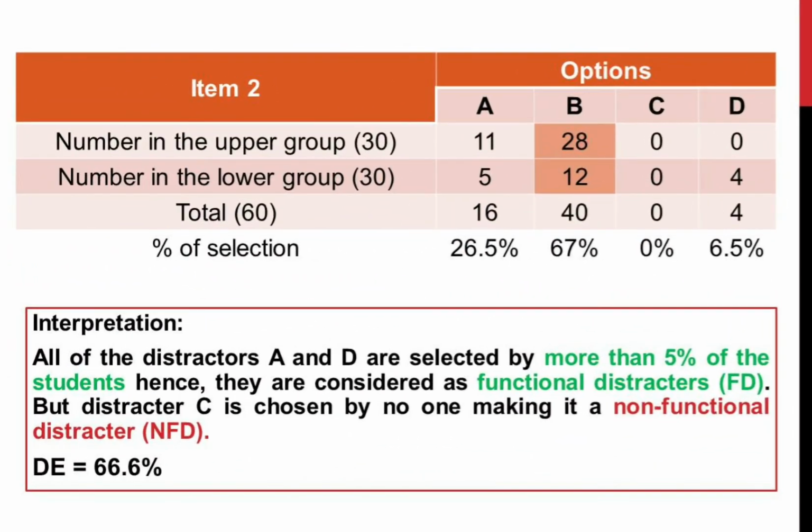The interpretation of our analysis in item number 2 is that the distractors A and D are selected by more than 5% of the students. Hence, they are considered as functional distractors, while distractor C is chosen by no one, making it a non-functional distractor. And we have a distractor efficiency of 66.6% since 2 of the distractors are considered to be functional distractors. So that is the process on how to analyze distractors.